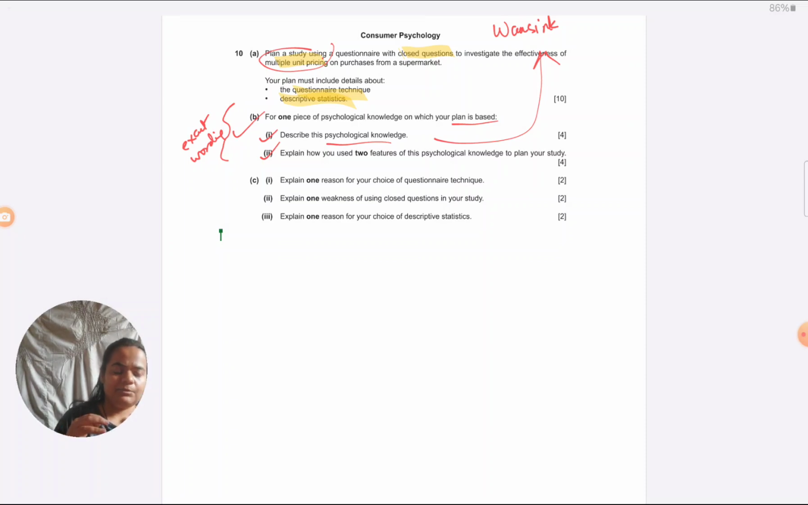Many students will argue that what is given before Van Sink study, like a general introduction to multiple unit pricing and multiple unit packaging, they feel they can base the study on that. But you know that in the very next question, they tell you that you have to use two features of the psychological knowledge to plan your study. If you just go by a definition, like you just take the definition of what multiple unit pricing is, exactly which two features are you getting in that definition on which you are going to base your study? You will have to take the Van Sink study.